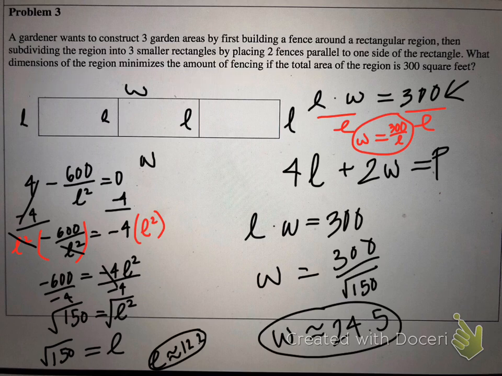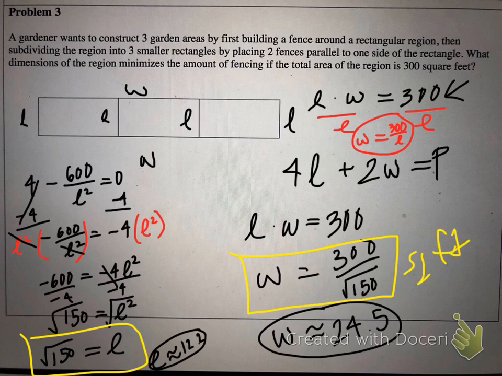However, when you submit these answers, you always want to give the exact answer, not the approximations, unless the instructor tells you to submit an approximation. So the exact answers are this and this in yellow. Those are our answers in square feet. So we always have to put square feet, something I forgot to do. And over here, square root of 150 square feet. Okay. So that is it.